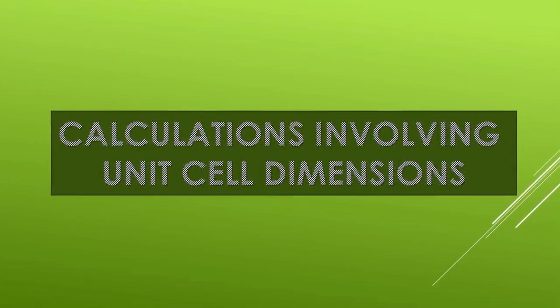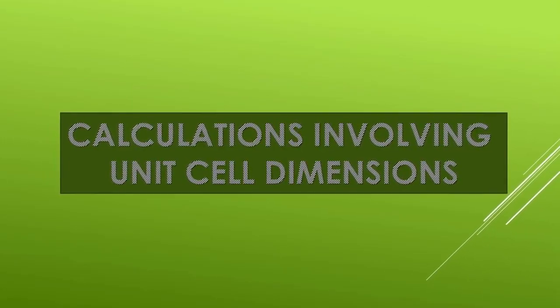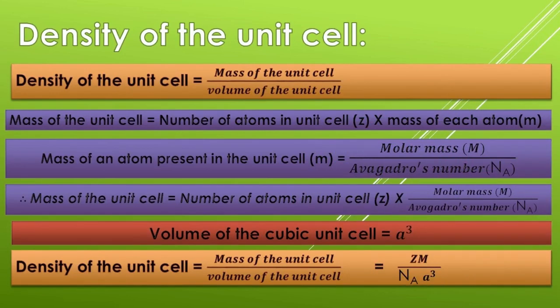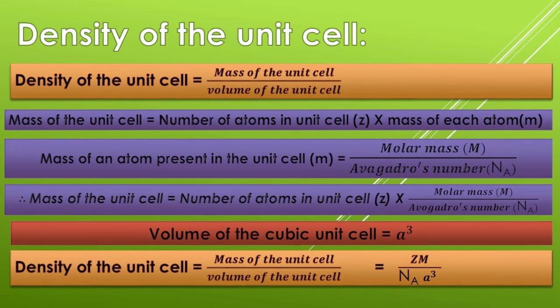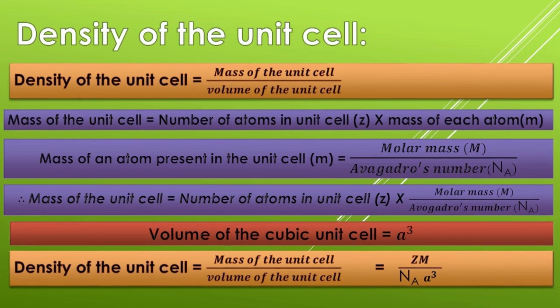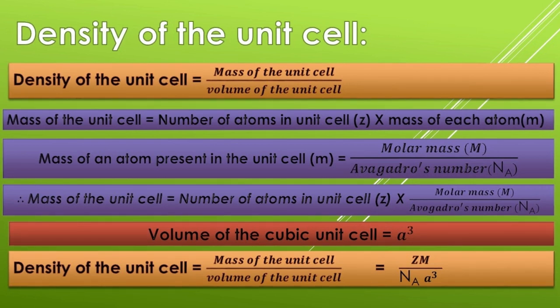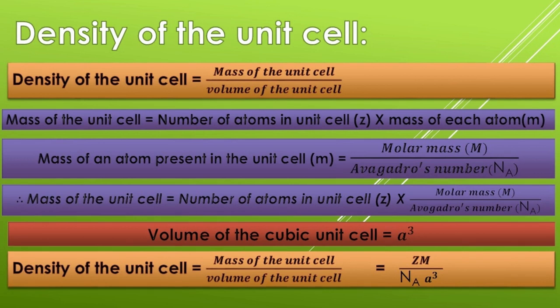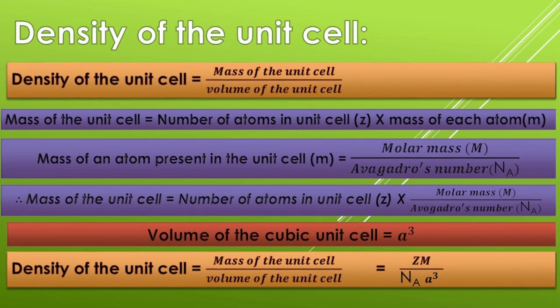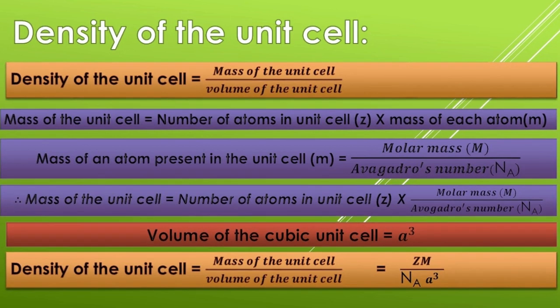Calculations involving unit cell dimensions. From the unit cell dimensions, we can calculate the density of the unit cell. In general, density is equal to mass by volume. So, density of the unit cell will be equal to mass of the unit cell by volume of the unit cell. Now, let's see how to calculate the mass of the unit cell.